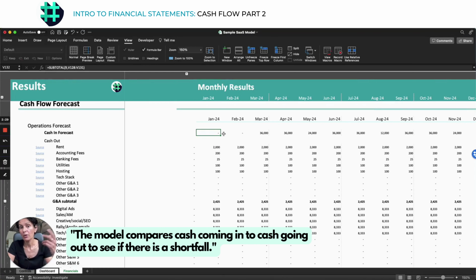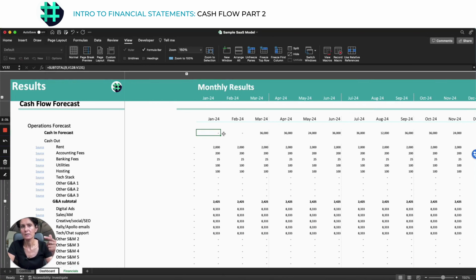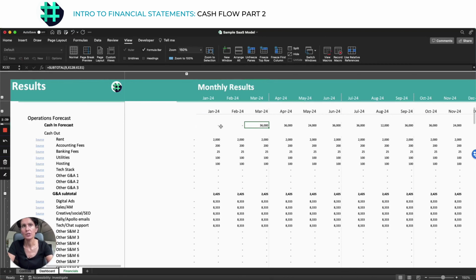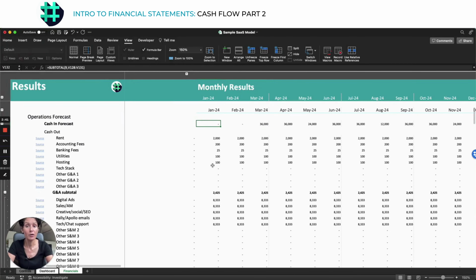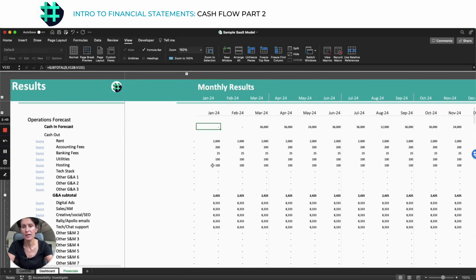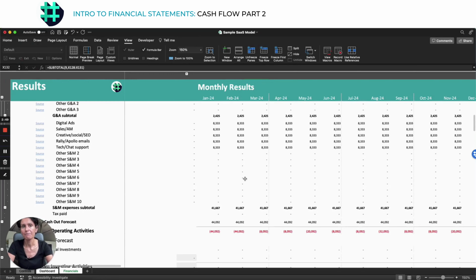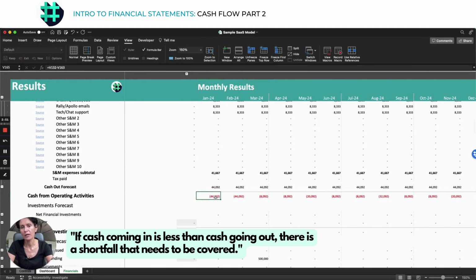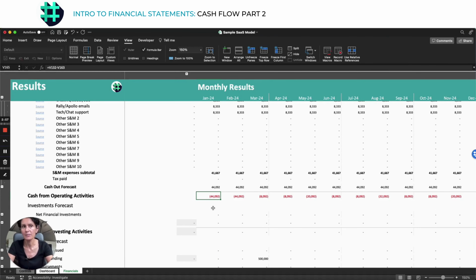Because remember, we had a delay of 60 days before our B2B customers pay for their annual license, that means that cash doesn't come in till March. So it means that, in fact, we thought we were selling $36,000 worth of subscriptions in January, but because we're not getting that cash until 2 months later, the model now tells us that we've got a shortfall of about $44,000 that we need to cover somehow before that money comes in.